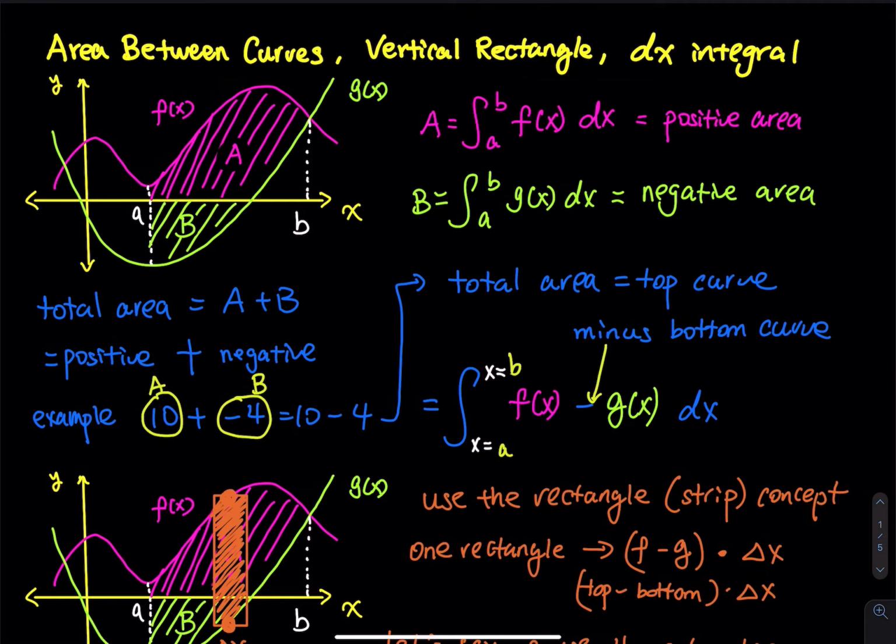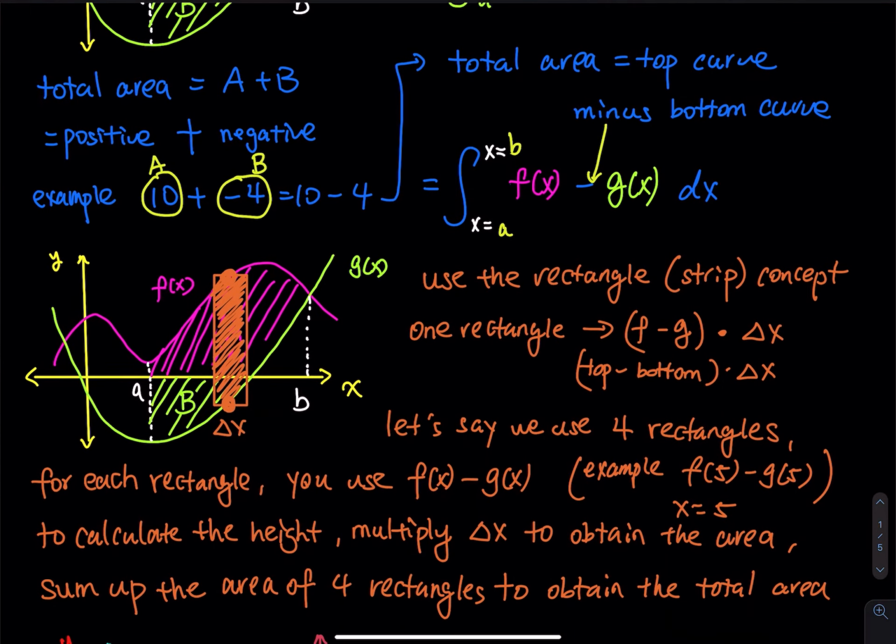But what about the rectangle method? If you look all the way to the top, do you see that I wrote vertical rectangle, dx integral? You have to keep this in mind: vertical rectangle, dx integral. But where is the vertical rectangle? You can see that on the next stage.